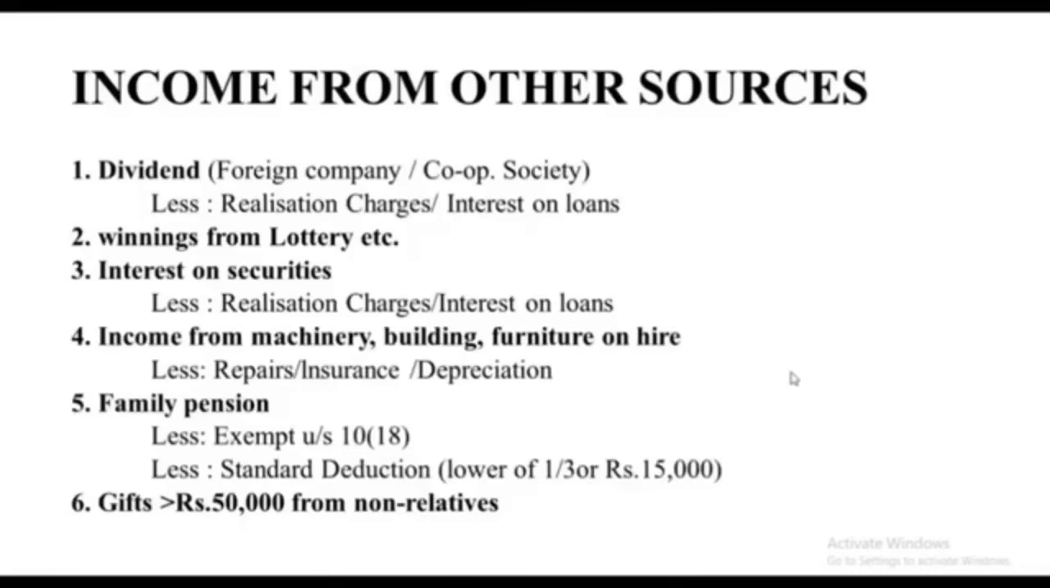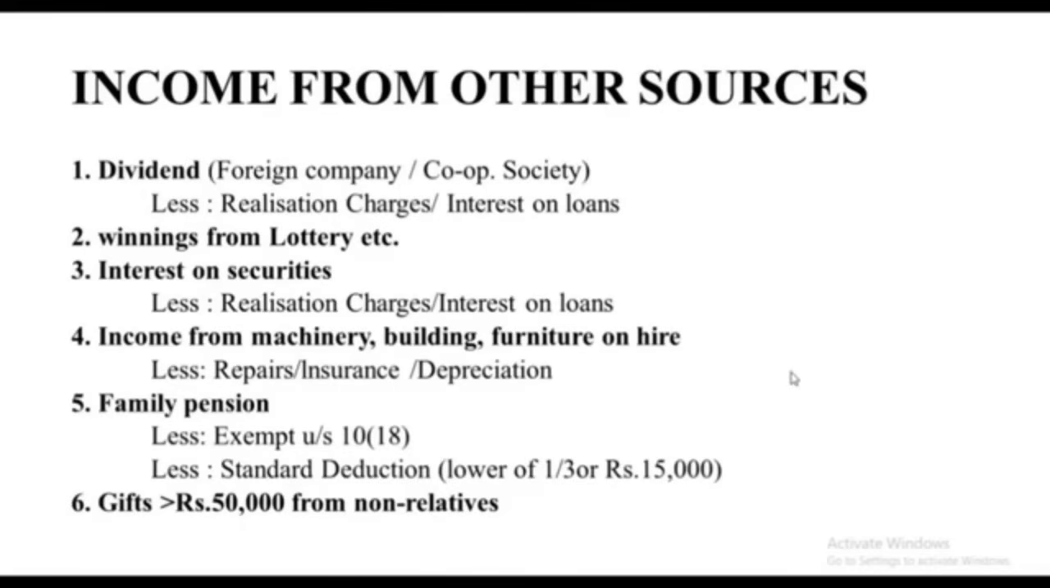Secondly, we need to note down all the income from other sources. We'll have to add our income from other sources to our income from business and profession, and thereafter we'll have to less all the deductions. So now let us see what are the things that can come in income from other sources.